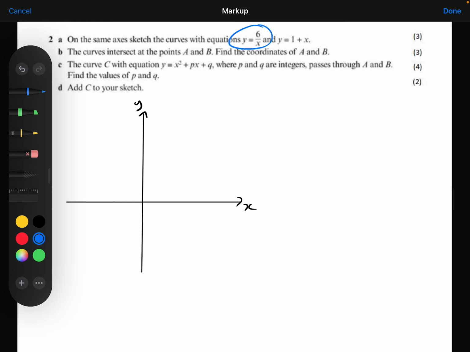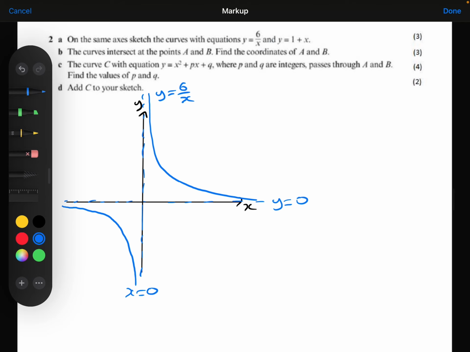Right, the 6 over x. I know that's going to have a vertical asymptote of x equals 0. It's going to have a horizontal asymptote of y equals 0. And it's going to look something like this. So this is my graph of y equals 6 over x.